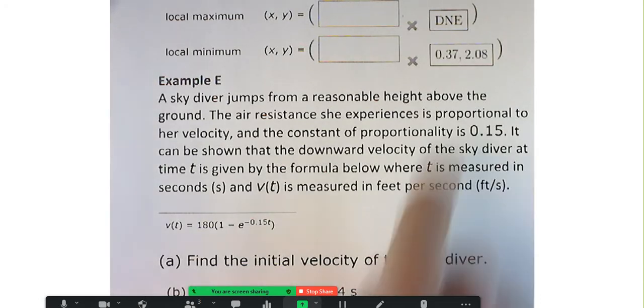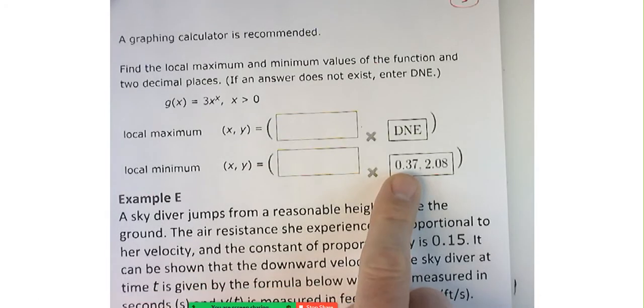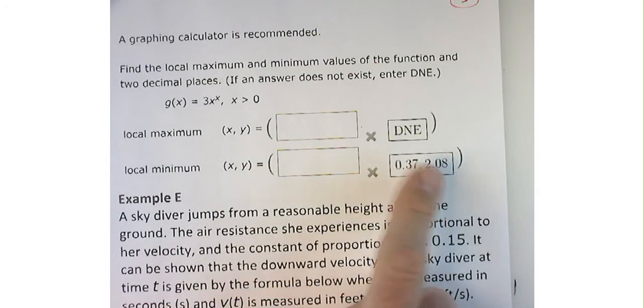All right, so you could be asked for two things. You could be asked for the x-coordinate or the y-coordinate. So pay attention to what I'm looking for when I ask that.